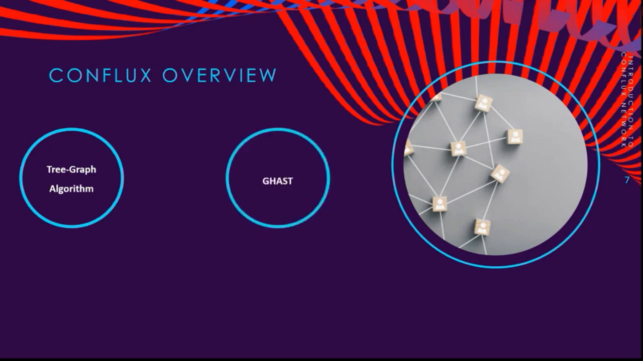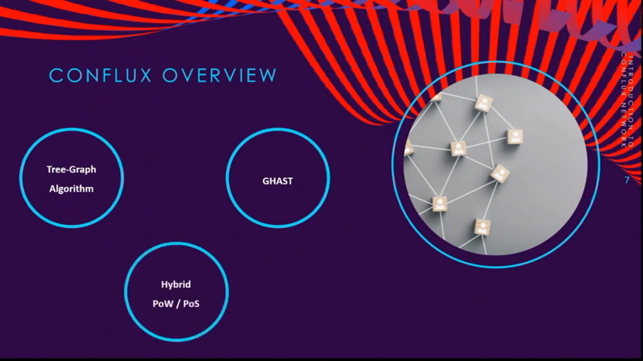Next, we have the GHAST selection rule. Conflux replaces the traditional longest chain rule with the GHAST rule. This rule allows Conflux to prevent liveness attacks by enabling the dynamic adjustment of the block weights and block types. This is quite an interesting topic. We will go deeper into this in a few moments.